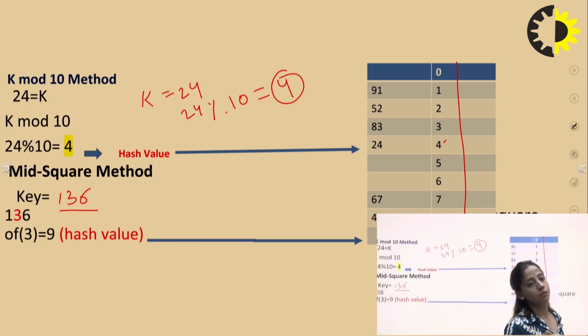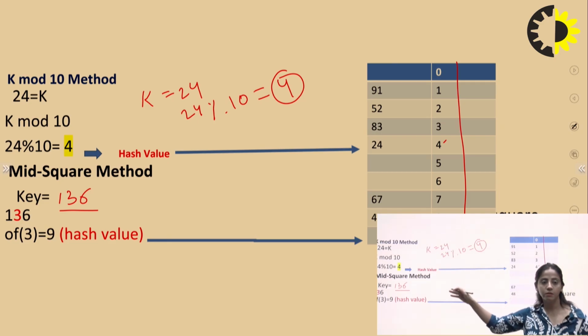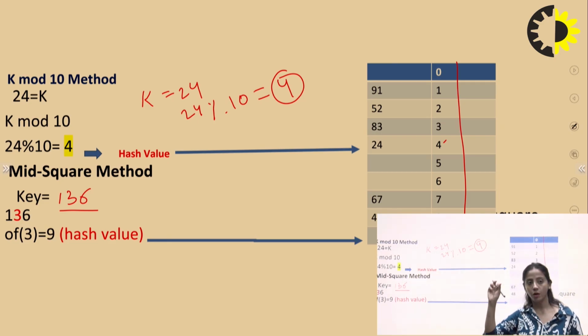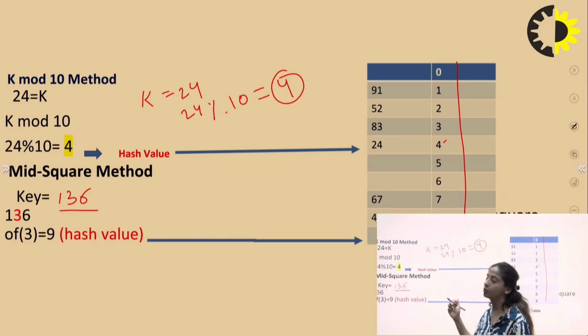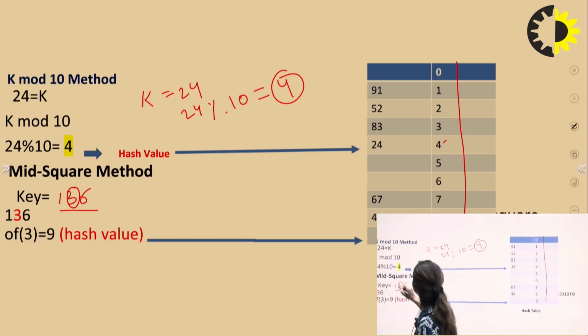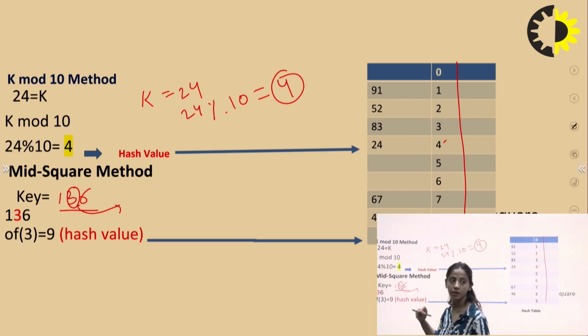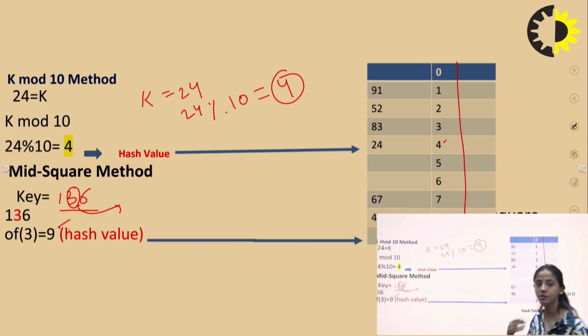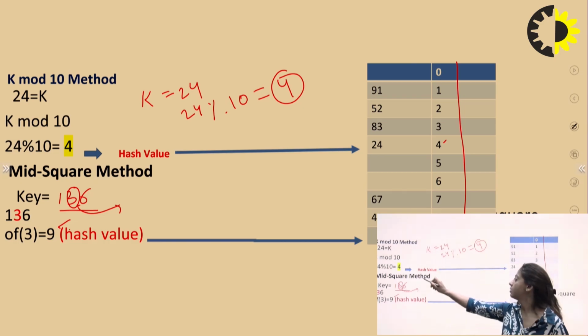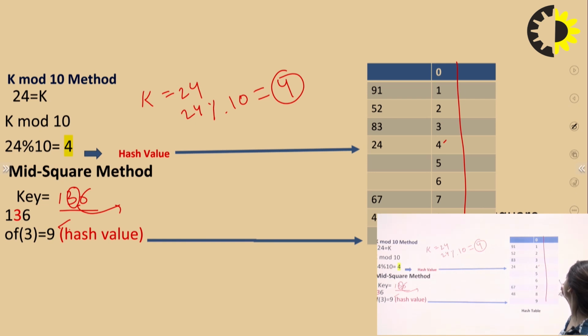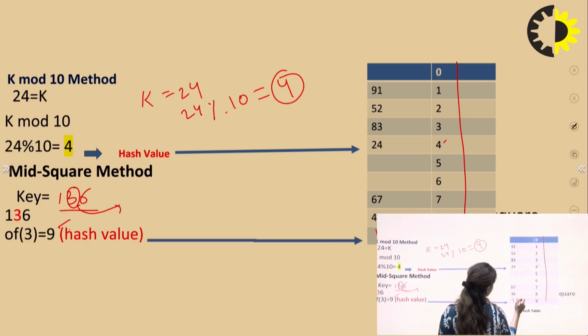This mid square method is mostly useful when you have a number with an odd number of digits. Why? Because we will be taking the middle value of this number. It could be any number. We usually find the middle value and square that value. Now 3 squared is 9. This will be the hash value of the key 136. So now at position 9 we can store the value 136.